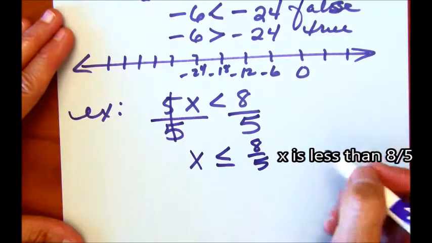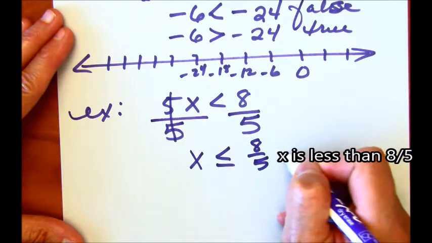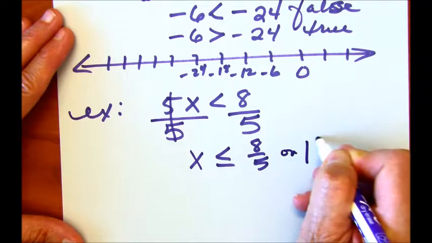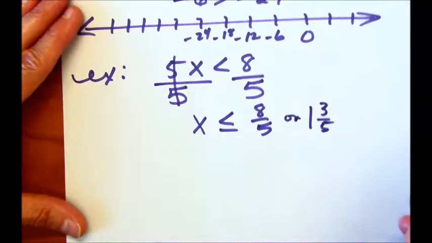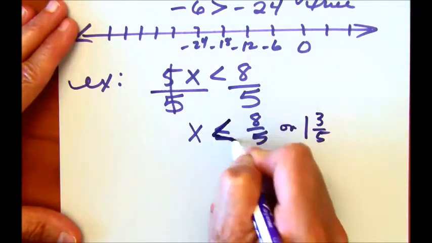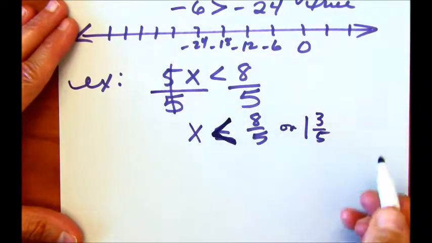This is going to cancel, and we've got x is less than 8/5. And we can also convert that to a mixed number, or you could say 1 and 3/5. Now, oh, darn it, I keep writing that. Let's say less than, not less than or equal to.